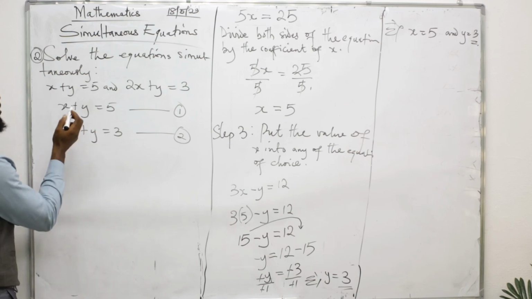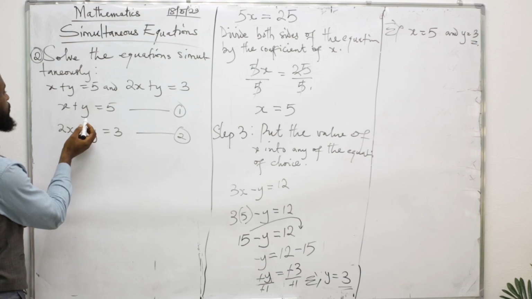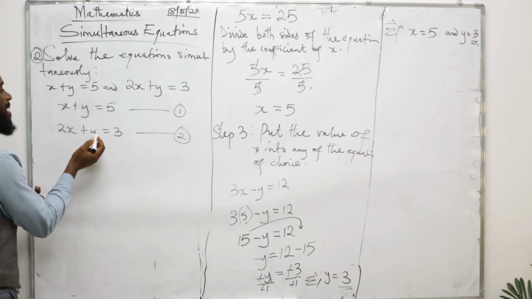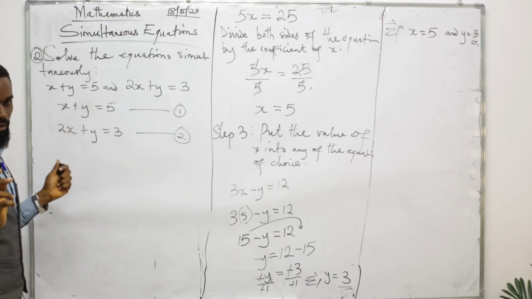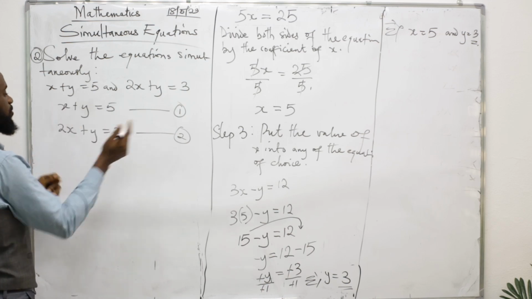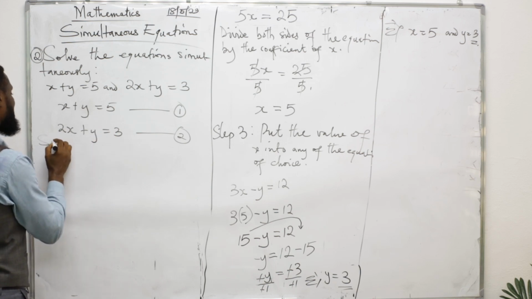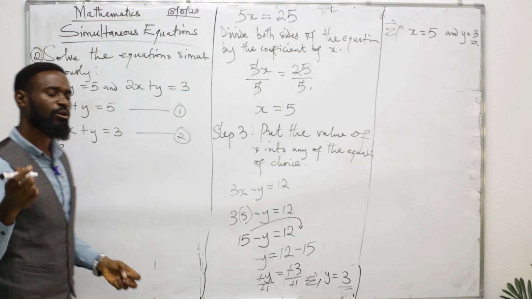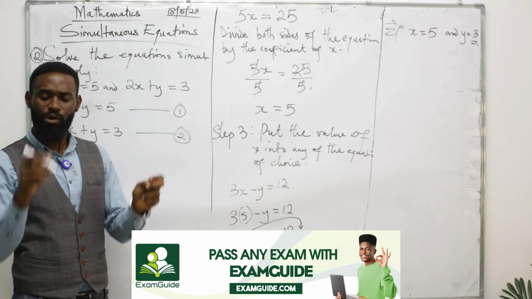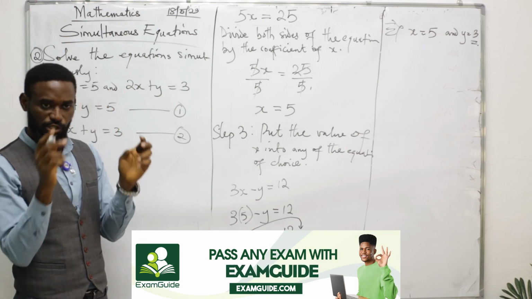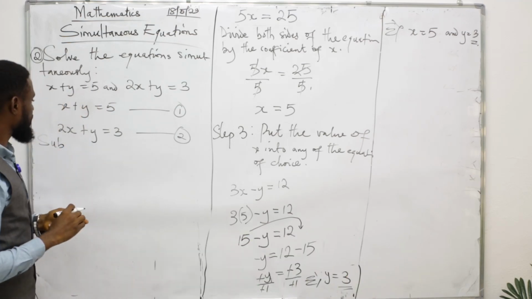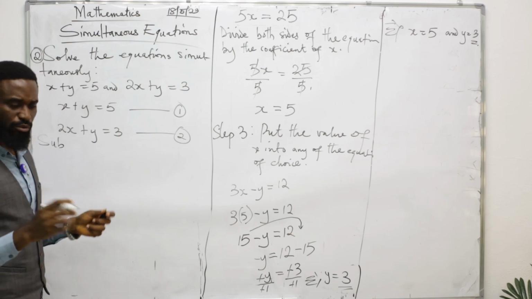If we subtract equation 2 from 1, this will be eliminated because y minus y is equal to 0. We can decide to eliminate this one from this, that is 1 from this, but let's do subtract. Remember the first one we added because one of the variables was negative, while the other one was positive. In such a case, you add. But where the two variables are positive variables, you subtract.